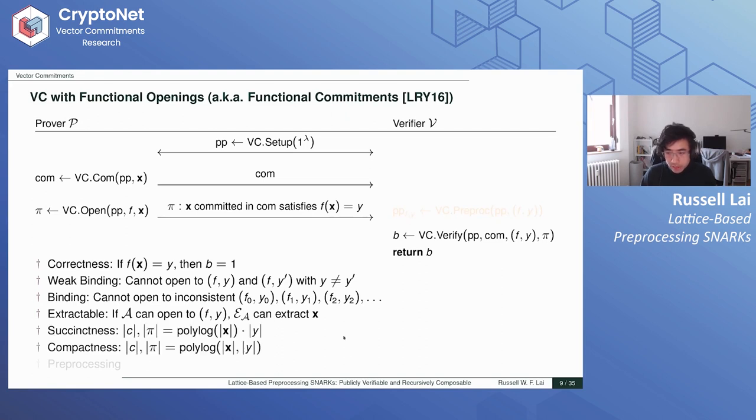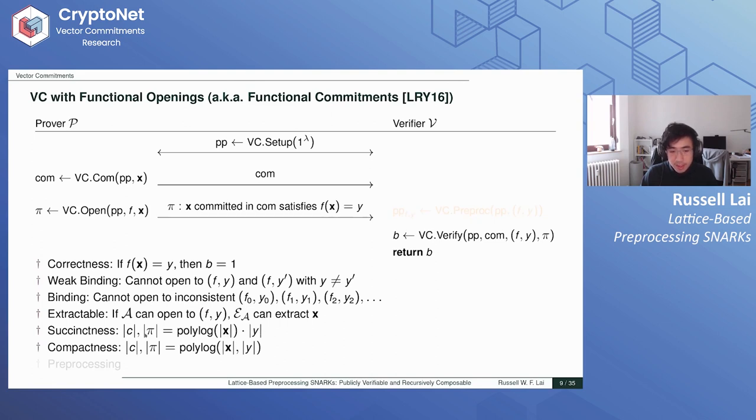In terms of efficiency, we again consider two notions, one stronger than the other. We call the first one succinctness, which should not be confused with the succinctness of SNARKs. Here, succinctness requires that the size of an opening proof, as well as the commitment, is polylogarithmic in the size of the committed vector x.